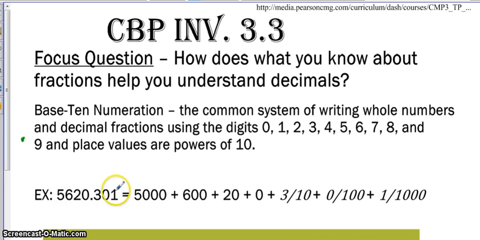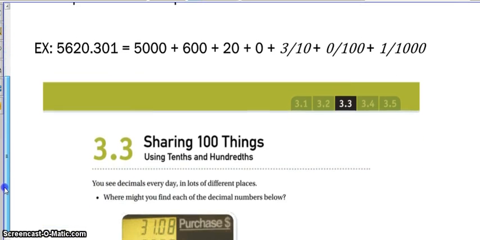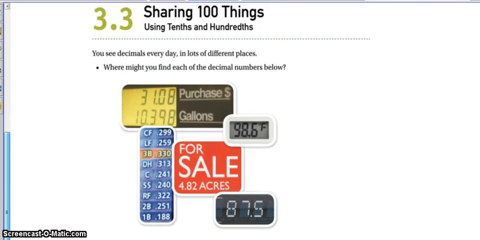5,620 and 301 thousandths would equal 5 in the thousands place, so that'd be 5,000, plus 600, plus 20, plus 0 in the ones, plus 3 over 10, plus 0 over 100, plus 1 over 1,000. This would be how we would show this as powers of 10, each place value being split. So let's take a look at what we are going to be doing today.